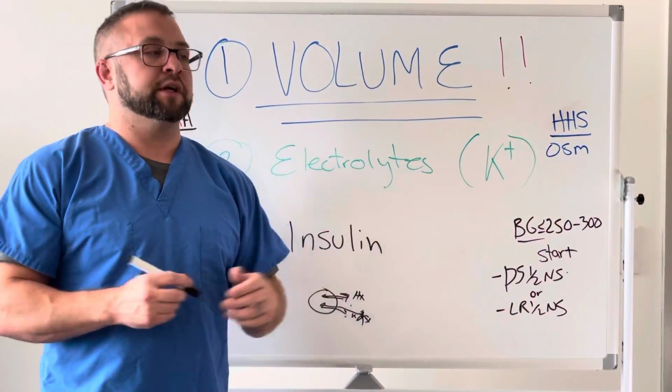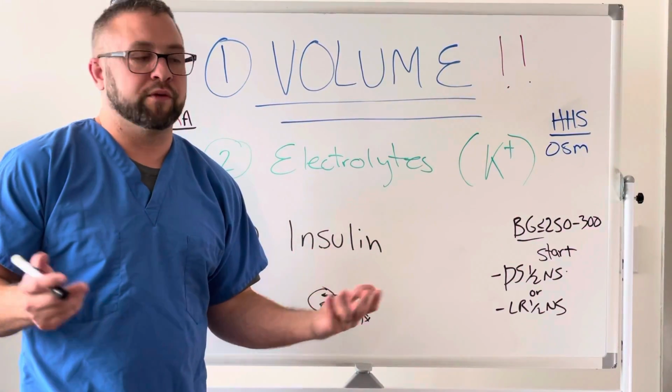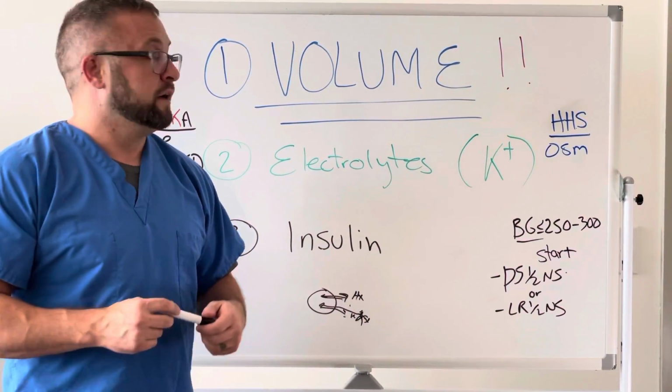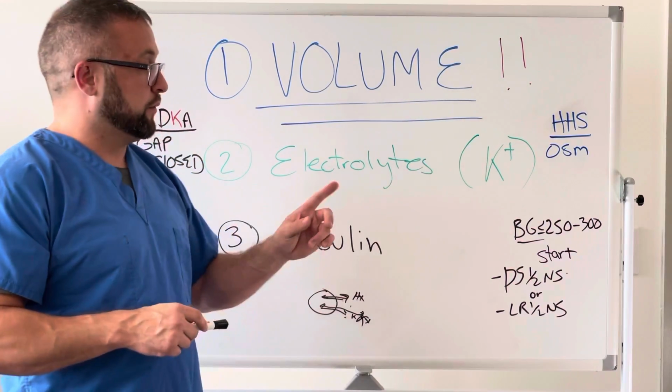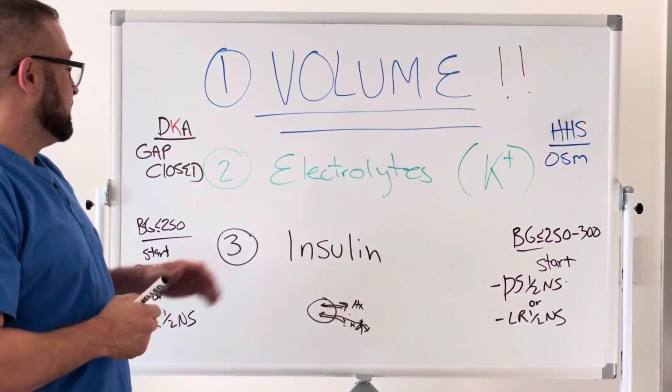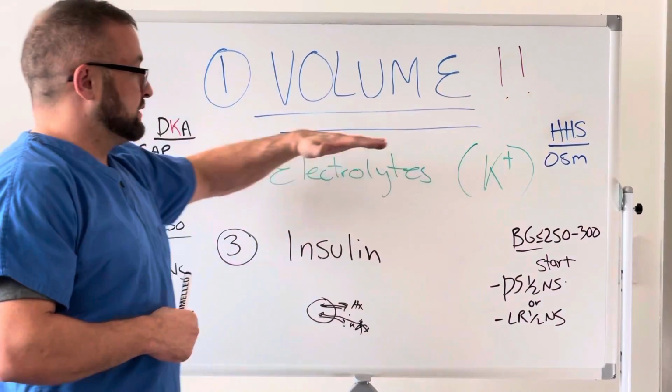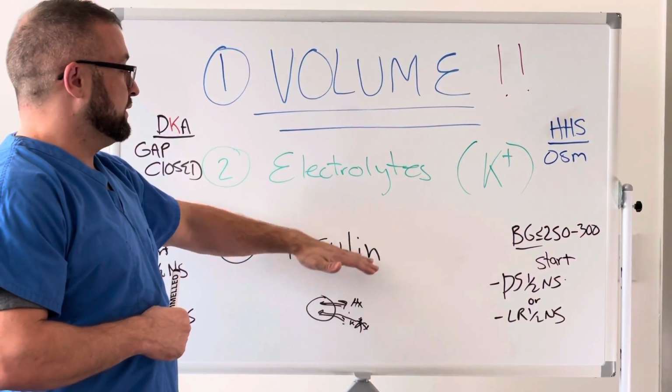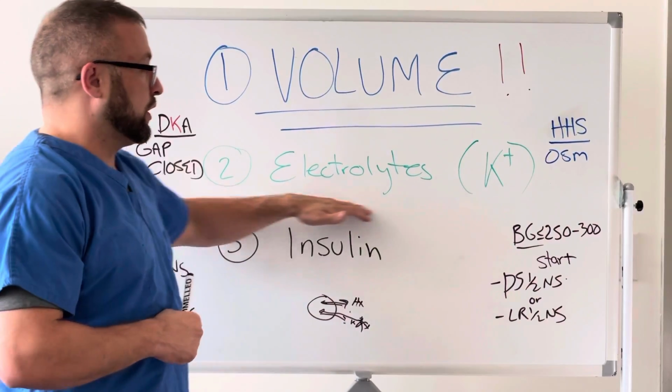And sometimes people get confused. Why am I treating a potassium of 4? Their potassium isn't even low. I'm just going to let my DKA protocol run on. No, you don't want to do that. You want to stay on top of it because of this mechanism here. So what we look for in these is first volume, insulin, and keeping a close eye on electrolytes.